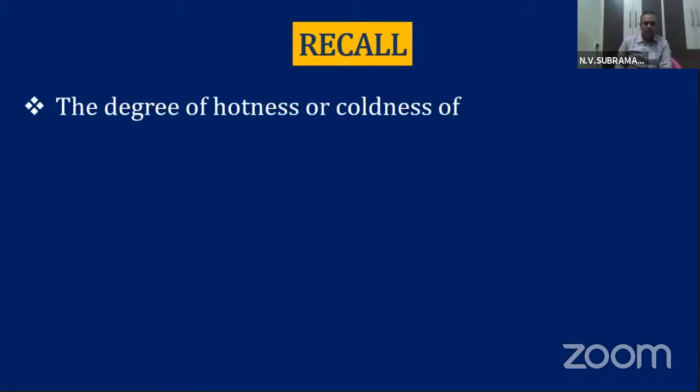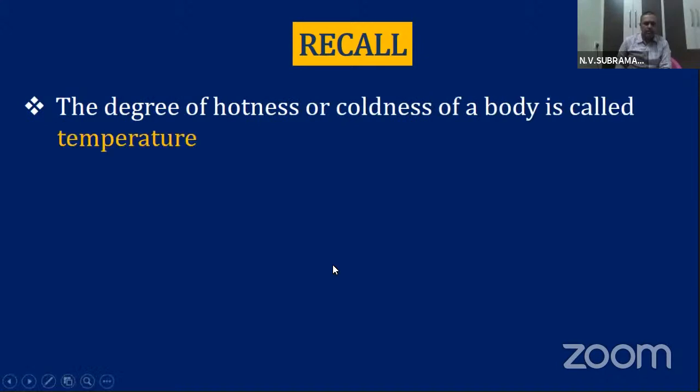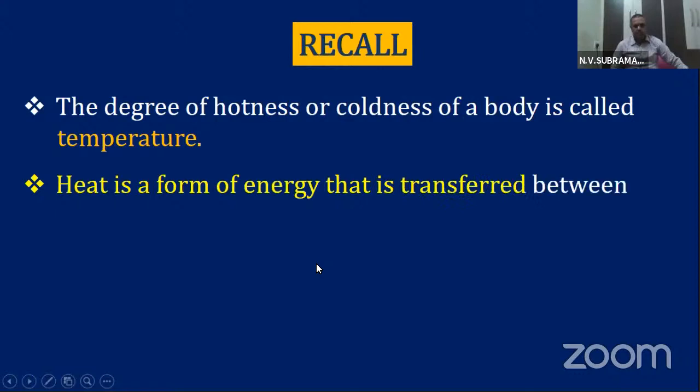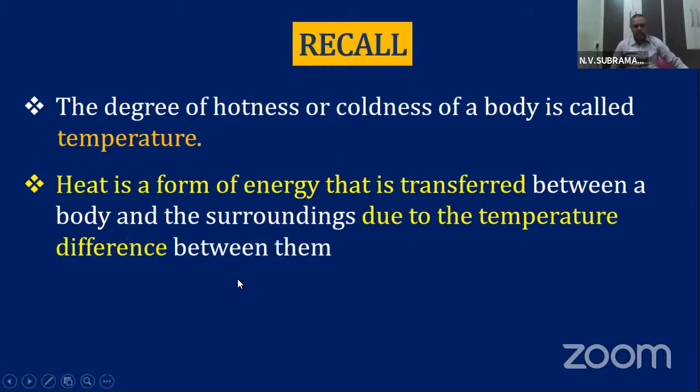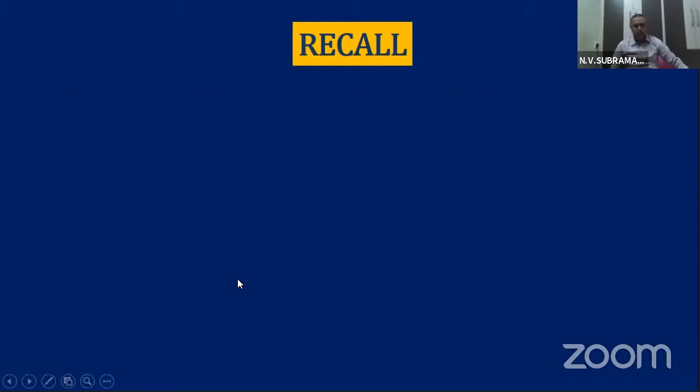The degree of hotness or coldness of a body is called temperature. So we are recalling some information that we have given earlier. Heat is a form of energy that is transferred between a body and the surroundings due to the temperature difference between them. The formula to convert Fahrenheit into centigrade is (Tf minus 32) by 9 is equal to Tc by 5. Tf is the reading on the Fahrenheit thermometer. Tc is the reading on the centigrade thermometer, that is also known as Celsius.